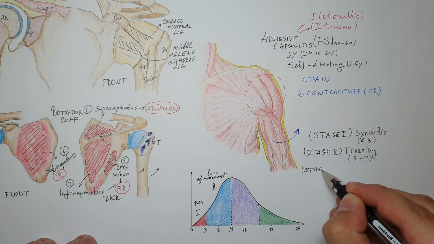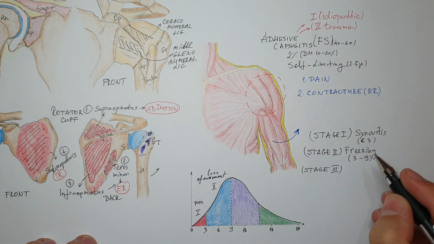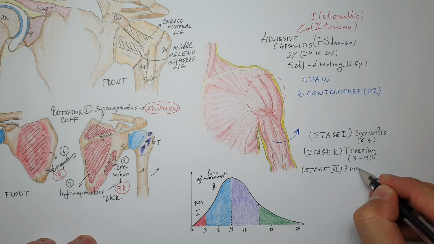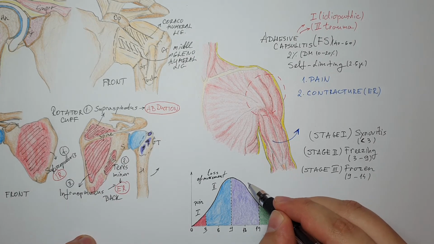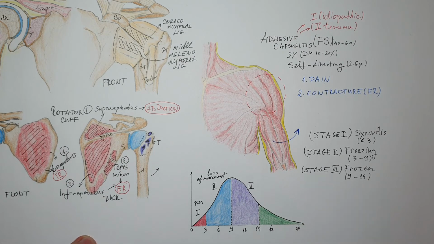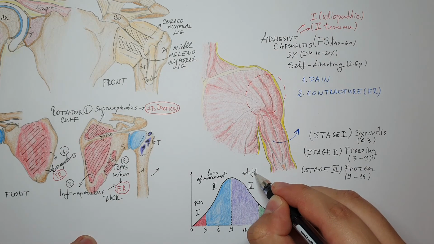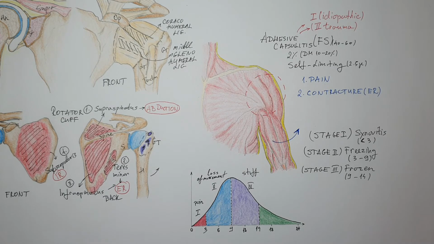In stage 3, which is called the frozen stage, it can last from 9 to 14 months. In this stage, the joint is stiff, the range of motion is limited, but the pain is less. So the synovium is thickened, dense, and also the capsule is dense and more collagenous and hypercellular.